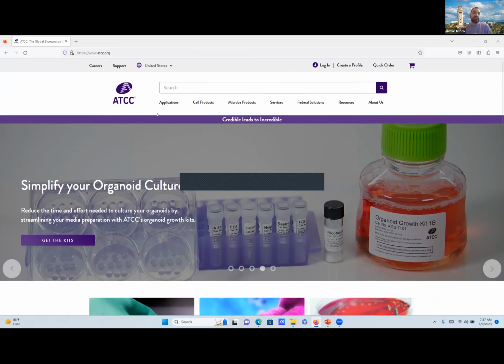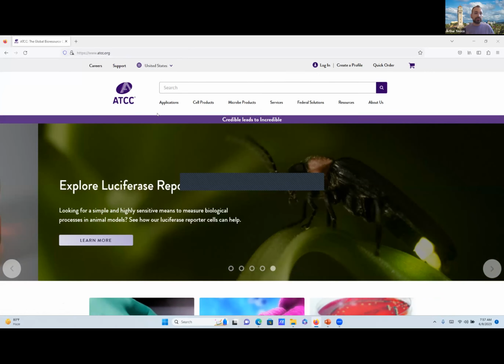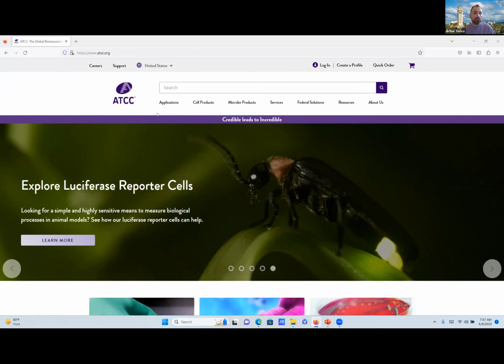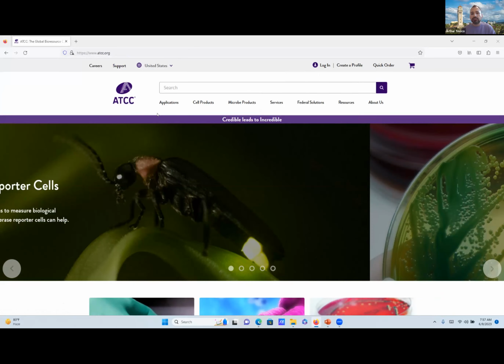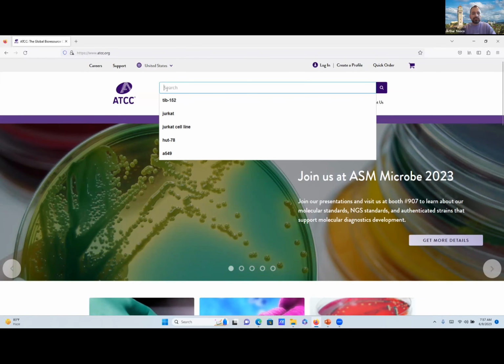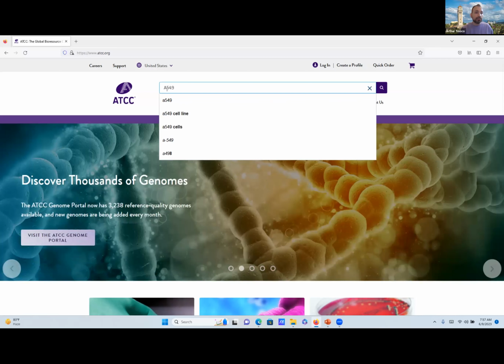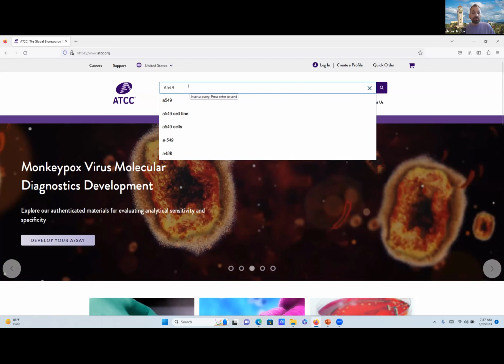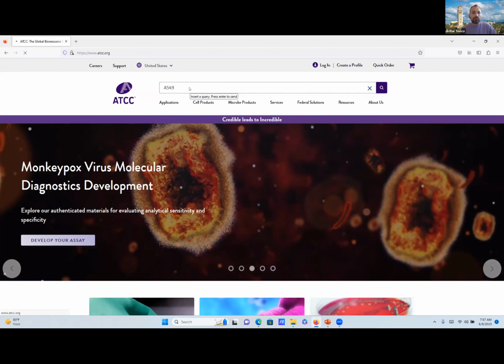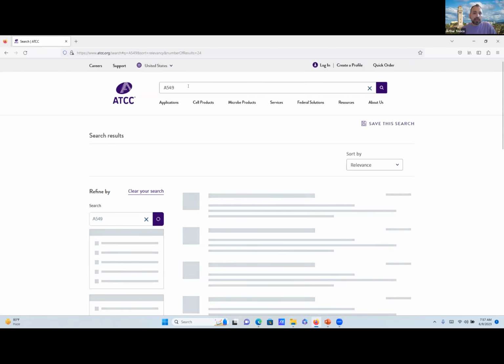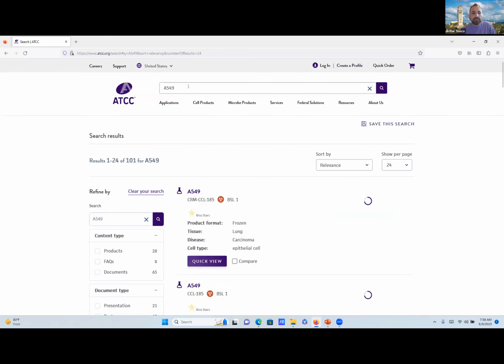So ATCC provides a number of cell lines, and this is the primary source of cells for my laboratory. We tend to work with immortalized cell lines. So what you can do is, let's say that you know a particular cell line that you want to look up. For instance, we work with the cell line A549, which is a lung cancer cell line. So I will type that into the search, and then I will give a moment to see what pops up.